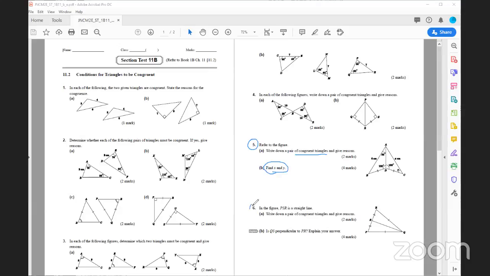And then for question 6, just the same, write a pair of congruent triangles and then give reasons. And then question 6b, is QS perpendicular to PR? Explain your answer. I give you a hint here. Angle QSR. Do you know the size of angle QSR? Do you know the angles of QSP? If you can find these two angles, then you can answer whether QS is perpendicular to PR.